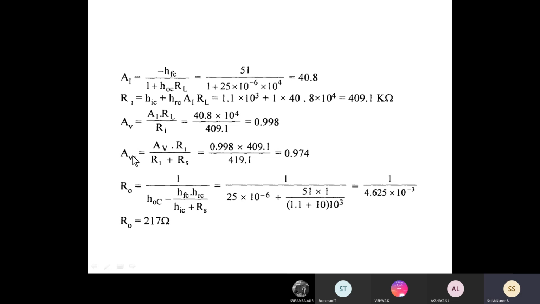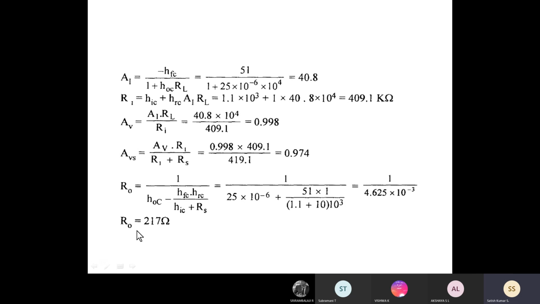And the overall source voltage gain is the voltage gain times Ri divided by Ri plus Rs. Here Ri plays a major role as compared to Rs. Rs is only 10 to the power of 4, while Ri is 409 kilo ohm. We have already calculated Ri and Rs is given, so simply substitute. We'll get the overall gain at the source terminal as 0.974, which is also less than one.